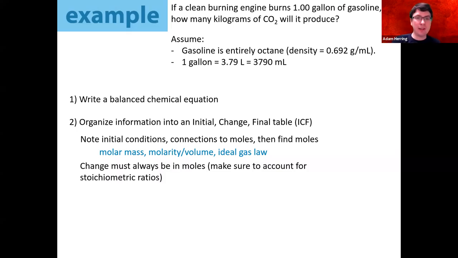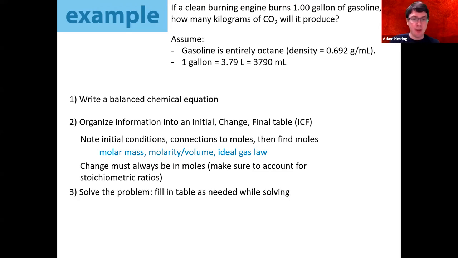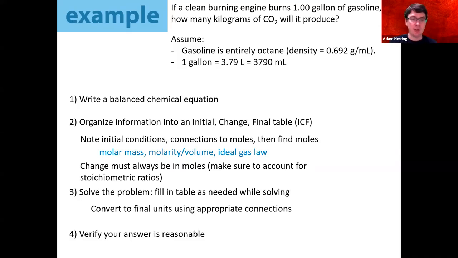When we calculate the change, the amount of reactant used up and the amount of product produced, this must always be in moles, and we need to make sure we're accounting for the coefficients from the balanced chemical equation. Then solve the problem, and it helps to fill in the table as we go to make sure that we keep track of the information that we are using. We'll need to convert to whatever our final unit should be, making use of the appropriate connections and conversions, and then verify that our answer is reasonable.